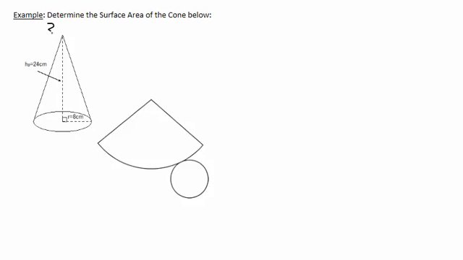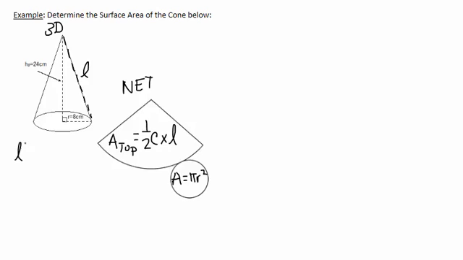Here we have the 3D shape, and we've also created the net. The net is made up of the top shape and the circle. The area of a circle we know is pi r squared, and the area of the top shape is equal to 1/2 circumference times slant height. Slant height we are going to have to calculate the same way we did for the pyramid. Slant height squared is equal to this side squared plus this side squared, so r squared plus height squared. This is just the Pythagorean theorem.